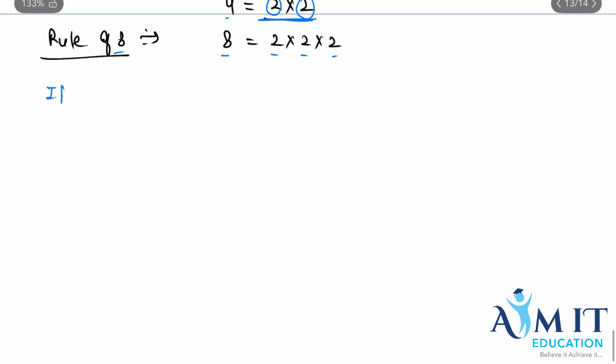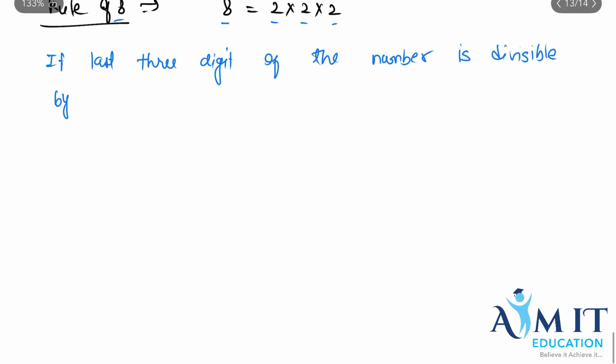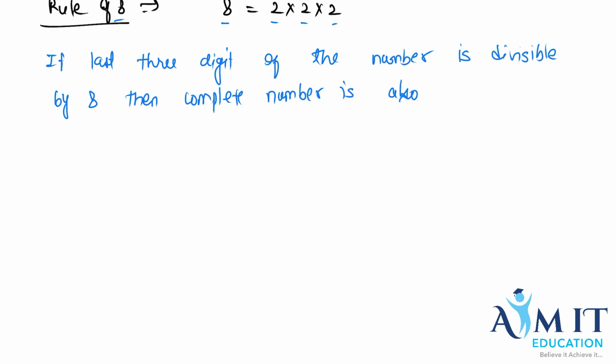So if last three digit of the number is divisible by 8, then complete number is also divisible by 8. Okay, this is the rule for 8.